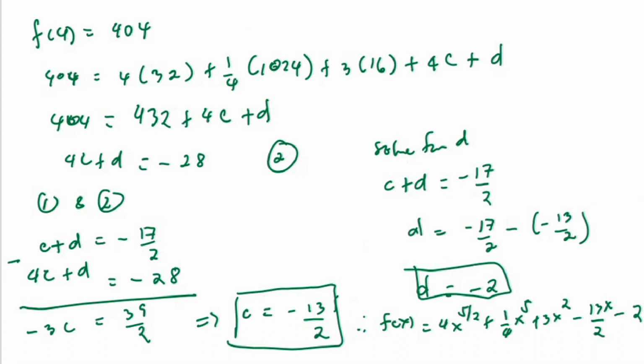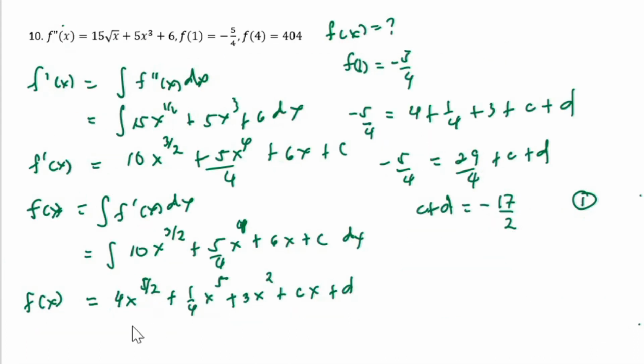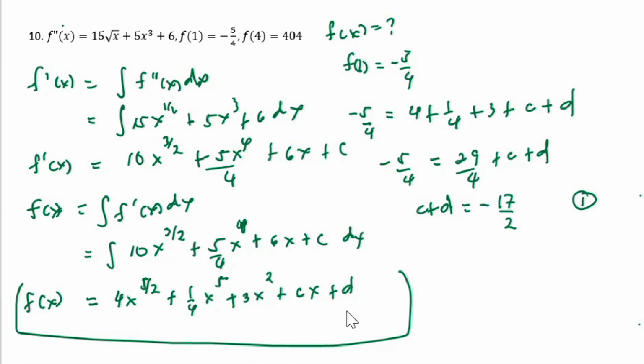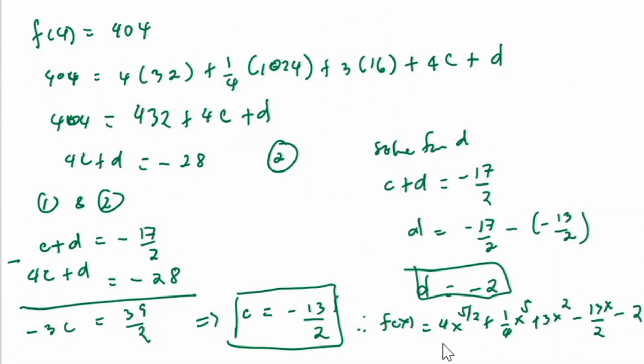Okay, so I just checked from the given equation of f of x. So we have 4x raised to 5 over 2 plus 1/4 of x raised to 5 plus 3x squared plus cx plus d. So I replace now the values of c and d. That is why we have now f of x equals 4x raised to 5 over 2 plus 1/4 of x raised to 5 plus 3x squared minus 13x over 2 minus 2.